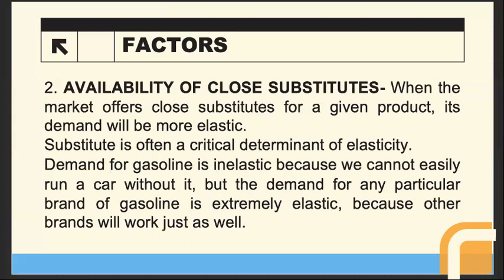Second is the availability of close substitutes. When the market offers close substitutes for a given product, its demand will be more elastic. Substitutes are often critical determinants of elasticity. For example, the demand for gasoline is inelastic because we cannot easily run a car without it. But the demand for any particular brand of gasoline is extremely elastic, because other brands will work just as well.